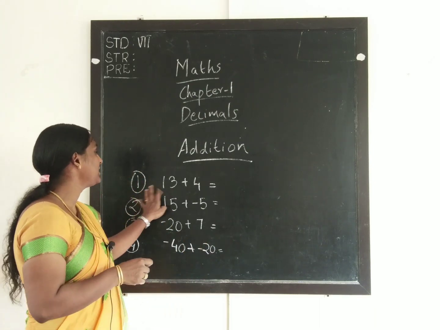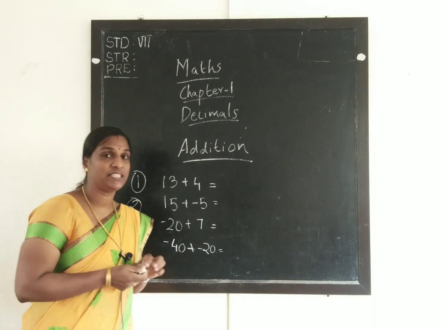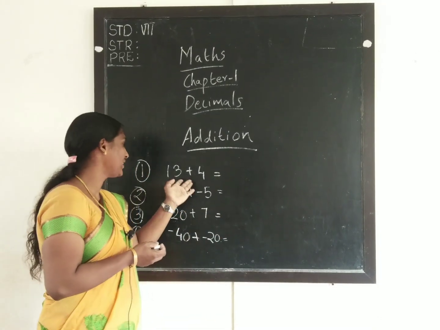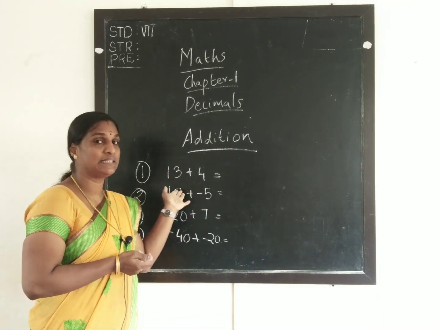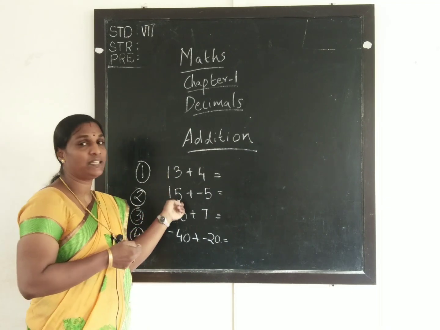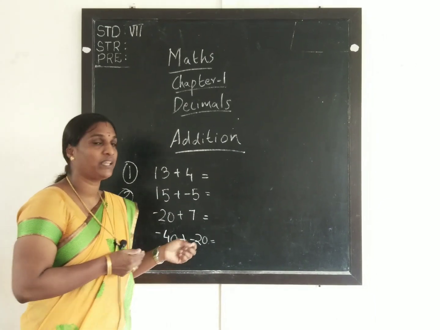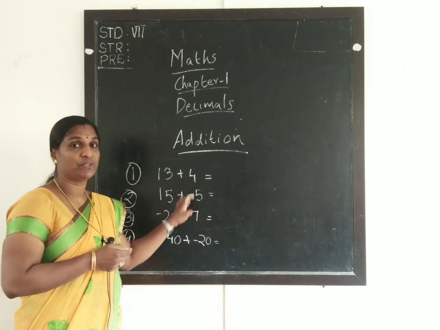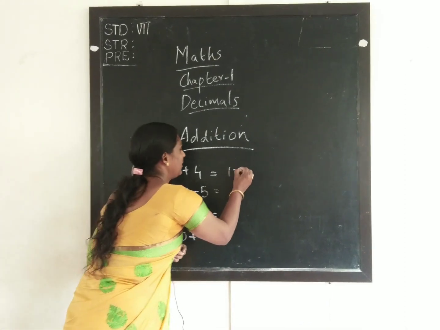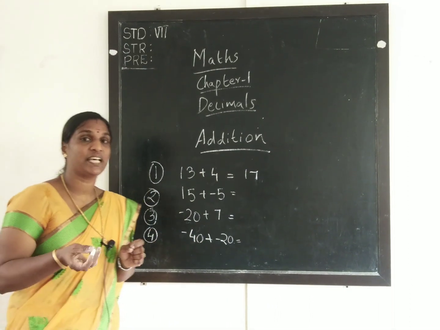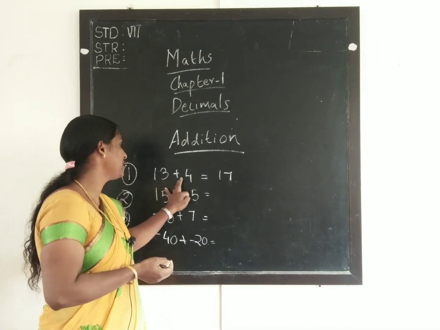The first example is 13 plus 4. This is very simple. You have been doing it from the lower classes. No need to look at the signs. We can just add 13 and 4. The answer is 17. No need to think of any negative or positive sign. Only 13 plus 4 is 17.